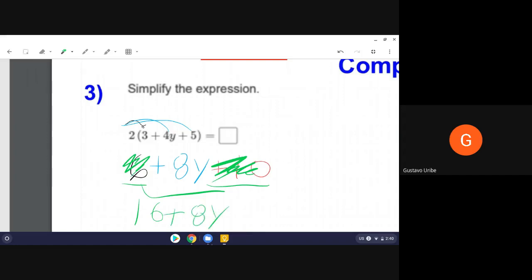Now, I can't combine these, right? Your answer can't be 16 plus 8, which is 24. You can't do that because this doesn't have a y. This does, so we are done. This is our final answer.